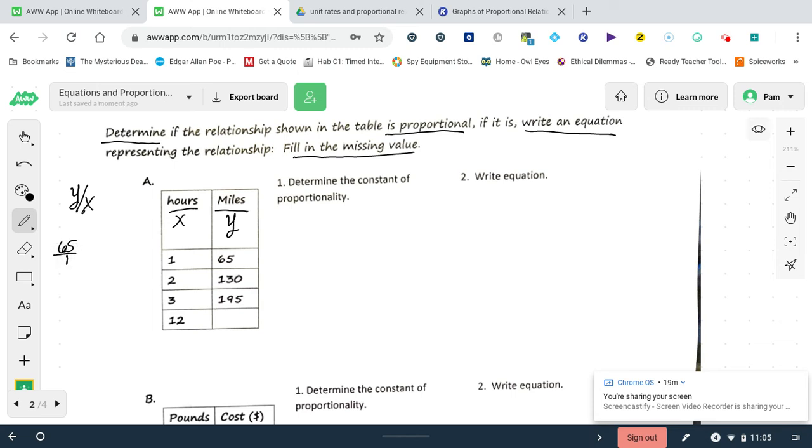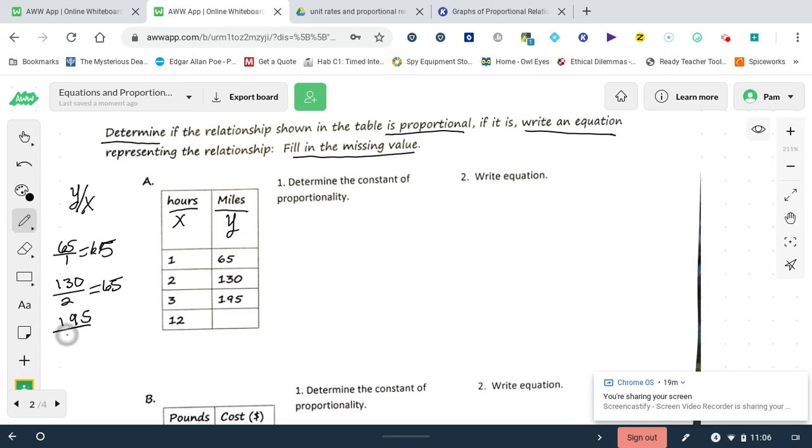Okay, but remember, to check to see if it's proportional, I got to check all the way through. Or I can go 130 miles in 2 hours. Well, that's also 65. I can go 195 miles in 3 hours. Okay, well, that's also 65.